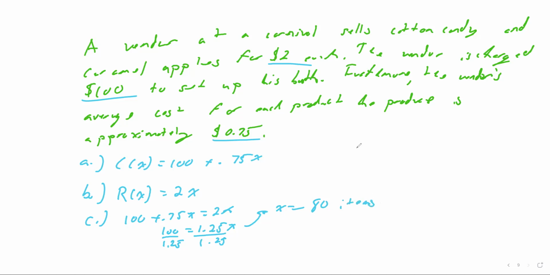All right. The last thing it wants you to be able to do is if 60 products are sold, will the vendor make or lose money? So if he sold 60, would he make or break? Hopefully you are thinking, well, we just solved that he has to sell at least 80, so he would lose money. He would not have sold enough. And that's really as hard as this stuff gets.